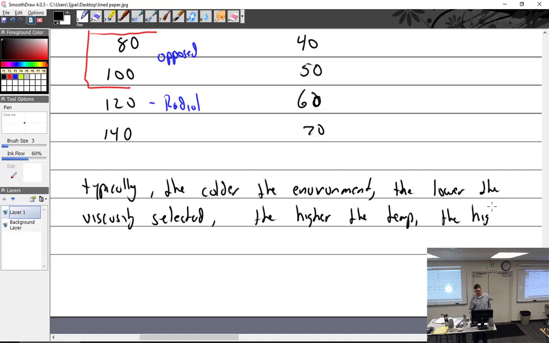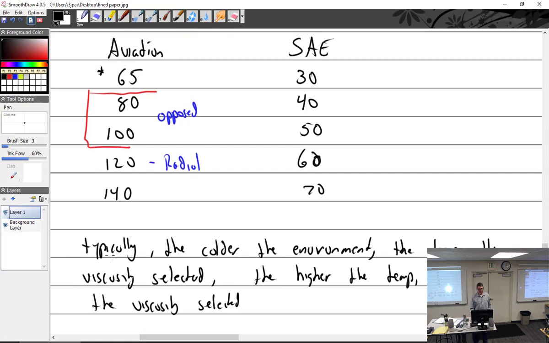The higher the viscosity selected. So, all right, we talk about opposed engines. We'll talk about multi-viscosity in a little bit, but we have a lot of oils that we use in aviation that are not multi-viscosity. In fact, that's kind of a newish thing, if you will.